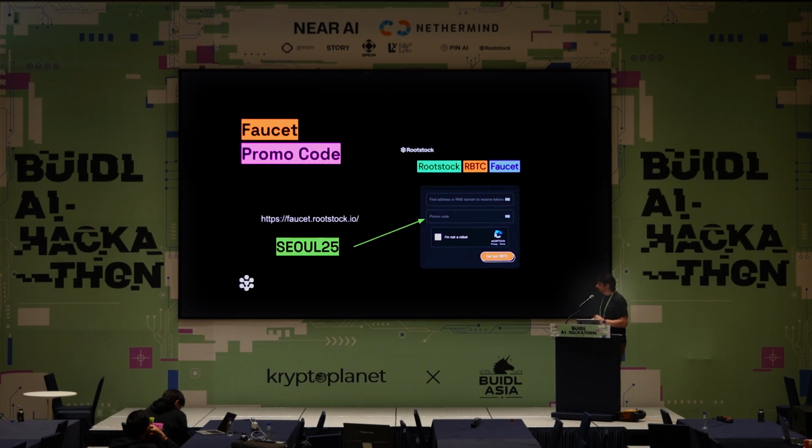Just something to bear in mind: if you are going to get testnet tokens, we have a faucet where you can get them. And we have a specific promo code that you can use on the faucet, and it's going to give you more tokens than usual. So you have enough for deploying your application many times, or you can also use it for sending a lot of transactions. Of course, if you need more than the faucet is giving you, please feel free to reach out to us, and we'll send you even more.